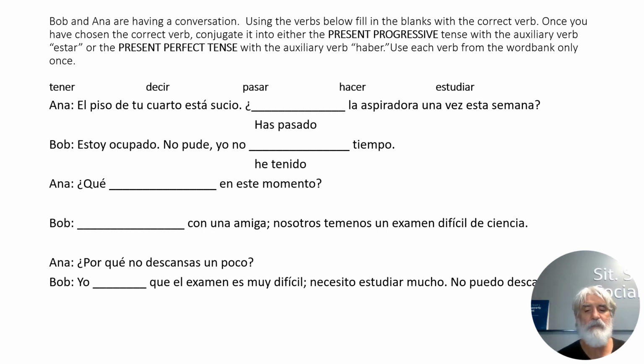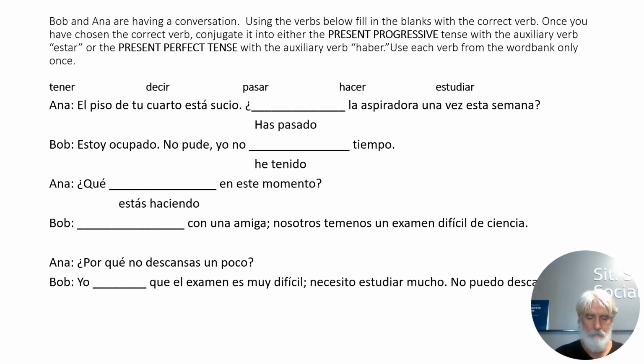And now notice we've switched to what? The present progressive tense. So we have to use the verb estar with the present participle. So she's using the tú form of estar. So, qué estás. And now we want the present participle of hacer. So it's haciendo, right? Because it's an adverb. ¿Qué estás haciendo en este momento?